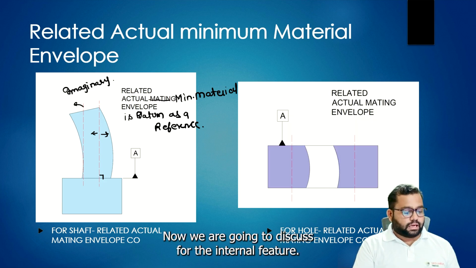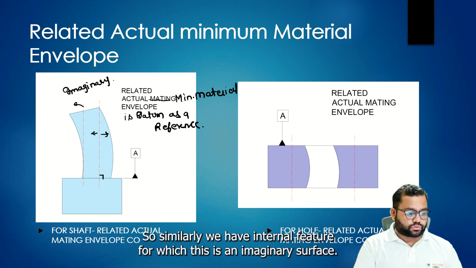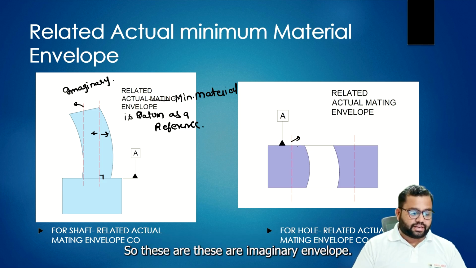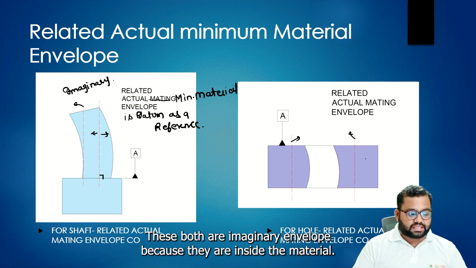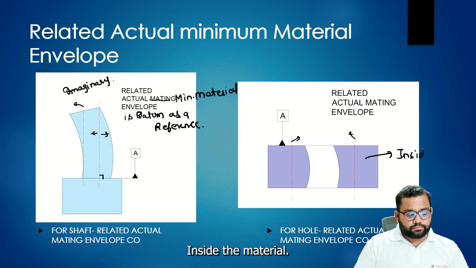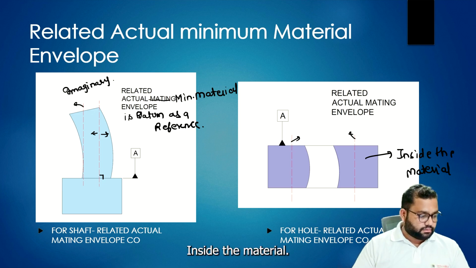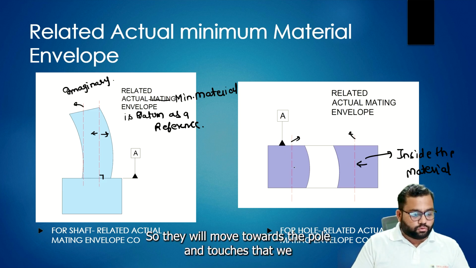Now we are going to discuss the internal feature. Similarly, we have an internal feature for which these are imaginary envelopes. Both are imaginary envelopes because they are inside the material. They will contract, move towards the hole, and touch the low points of the hole.